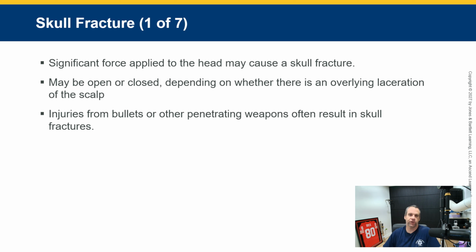A skull fracture could be closed, with no scalp wound, or it could be open with a laceration, and that laceration creates an opening from the environment deep down into the actual skull and brain. The most common ways that occurs are bullets, like gunshot wounds, or any type of impaled objects. Those are going to be the ones that create that open fracture.